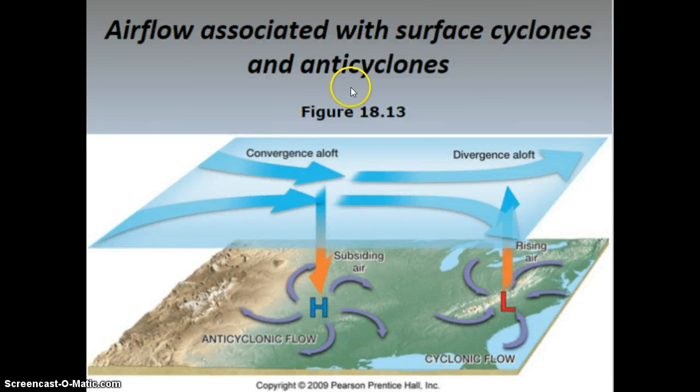So here, the last slide for this lecture, airflow with surface cyclones and anticyclones. Here's my cyclone, here's my anticyclone. In a cyclone, I have air being driven inward due to my pressure gradient force. That air is going to converge at the surface. It's going to rise and diverge. It's called divergence aloft. On a high pressure system, it's moving clockwise and the winds are moving outward. Notice, in the upper atmosphere, air is converging aloft and subsiding and then being pushed outwards at the surface. There you have it.